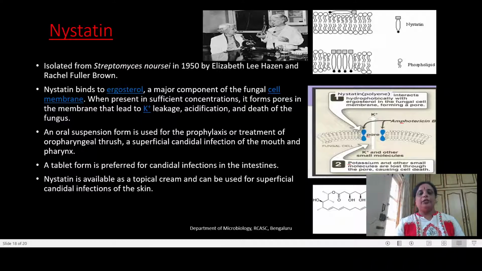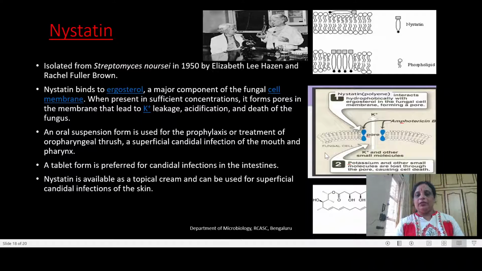So what this particular nystatin does, it binds onto this particular ergosterol, and it binds and releases this ergosterol, because of which pores are created on the cell membrane. Because of the creation of certain pores, it is easy for the leakage of the cytoplasmic content. That is, the cytoplasmic content is being leaked out from the fungal cell.